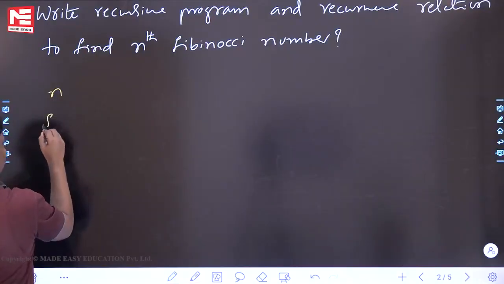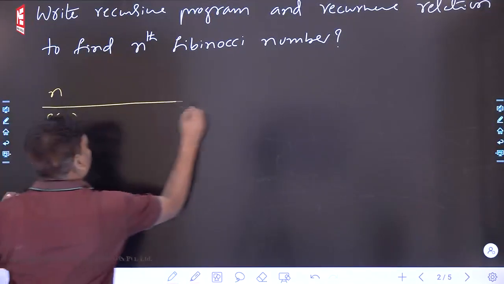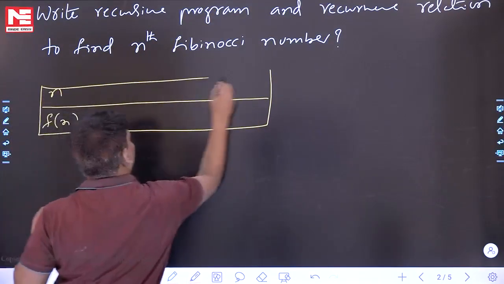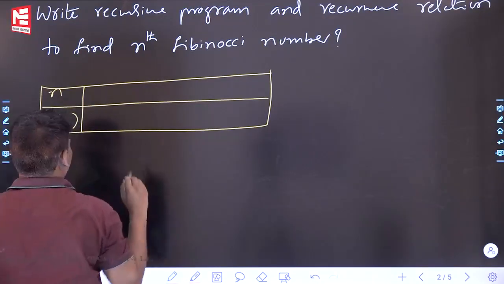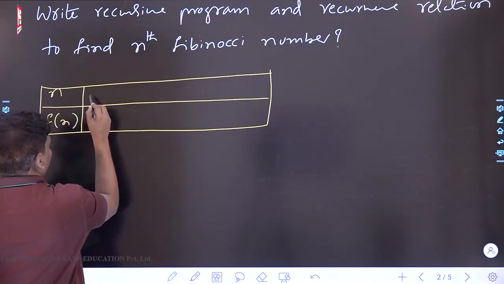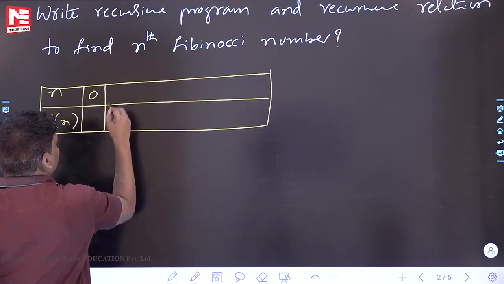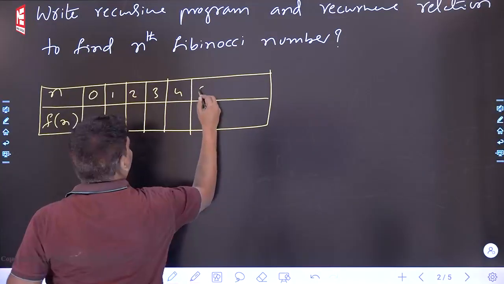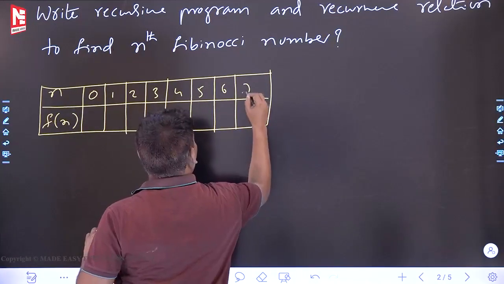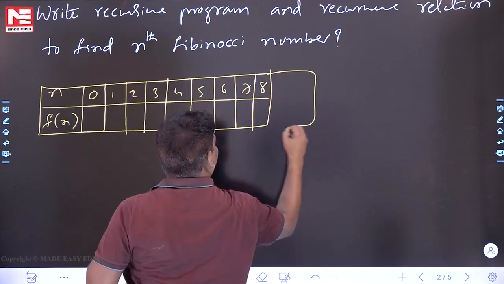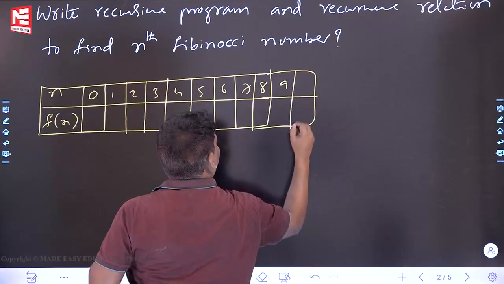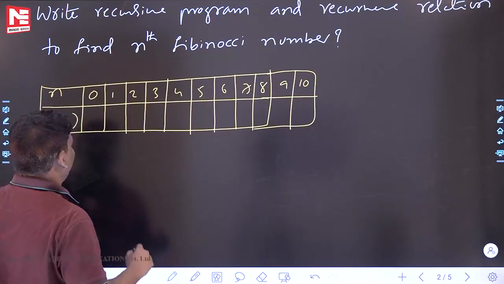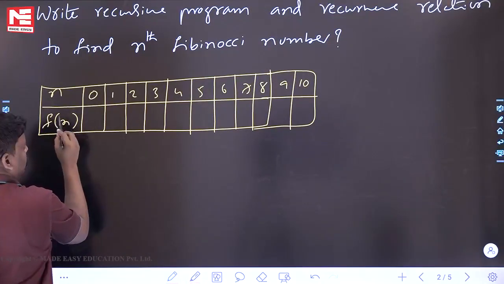Fibonacci of n. We should find it. So let's see the Fibonacci series. Many people know it, but let me remind you once: 0, 1, 2, 3. See this one, this is n. It is the Fibonacci of n. Can you help me with one small line now? How to find the Fibonacci of n?